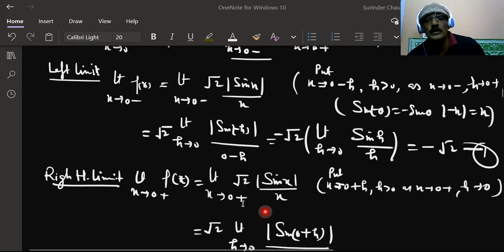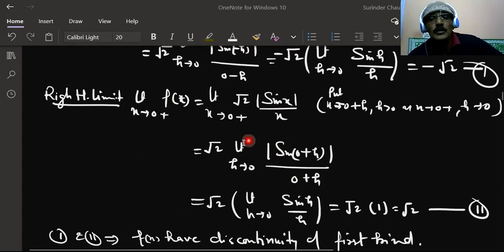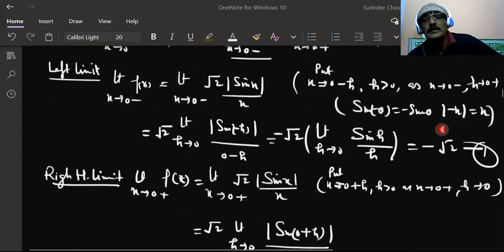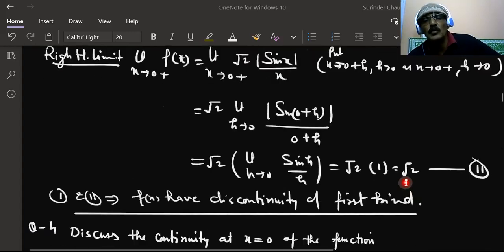Now change that limit from x to h by making a substitution. Then root 2 limit h tends to 0 of sin(0 + h)/(0 + h), which is sin h upon h, equal to 1, so root 2. Left limit is minus root 2, right limit is root 2.